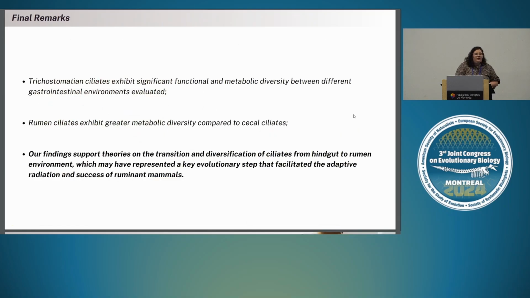As some final remarks of this work, endosymbiotic ciliates of herbivorous mammals exhibit significant functional and metabolic diversity between the different gastrointestinal environments evaluated. Specifically, the rumen ciliates exhibit greater metabolic diversity compared to cecal ones. And finally, our findings support theories on the transition and diversification of ciliates from the hindgut to the rumen environment, which may have represented a key evolutionary step that facilitated the adaptive radiation and success of ruminant mammals.